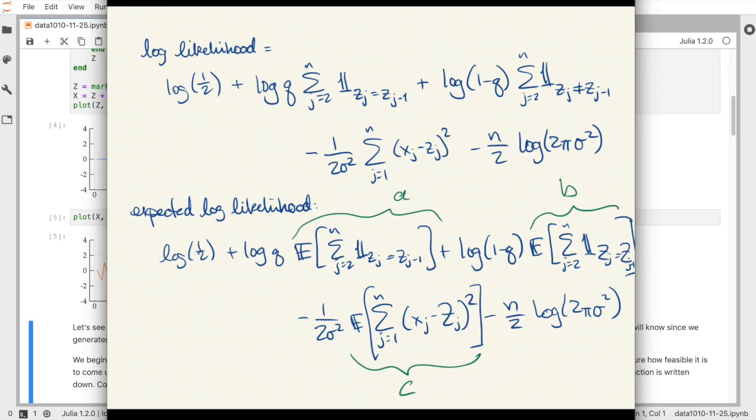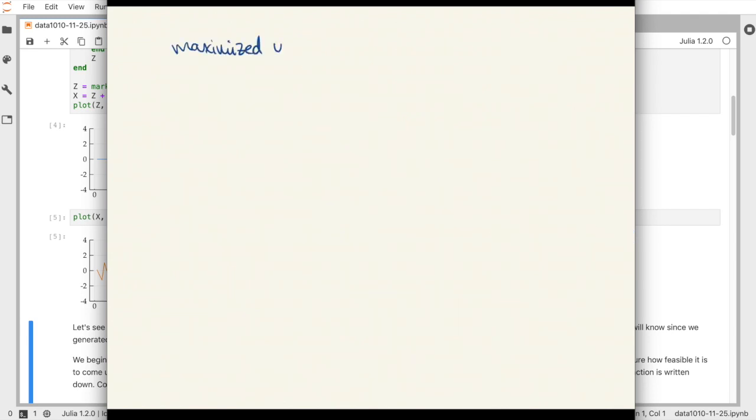And then we can differentiate with respect to q and with respect to sigma to find the values that optimize this overall expression. And I'll skip that bit of calculus and algebra, but it turns out that the maximizing value of q is A over A plus B, and the maximizing value of sigma squared is C over n.